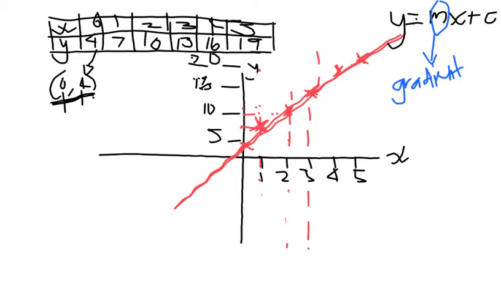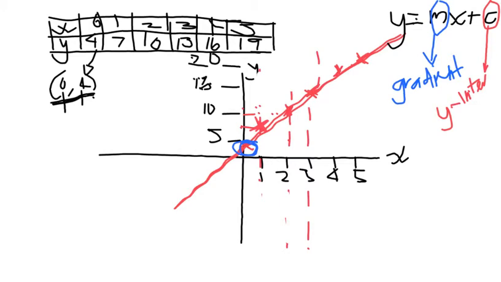Our c also represents something in this equation. It represents the y-intercept. What is the y-intercept? Well, the y-intercept is when the graph hits the y-axis. It actually crosses the y-axis. We can see that there is one in this graph, right here. It touches the y-axis.